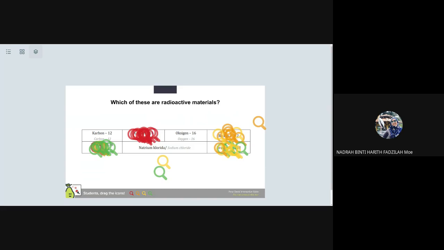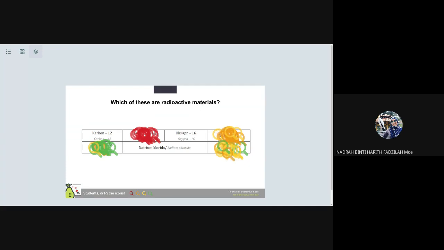Alright, very good. I agree with you. Carbon-14. Yes, radon-222, thorium-234 and uranium-238 are radioactive materials. Carbon-12, oxygen-16 dengan nitrogen chloride tu bukan ya. Okay, very good. Thank you everyone.